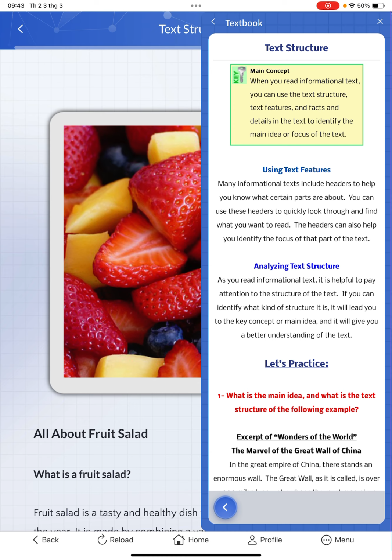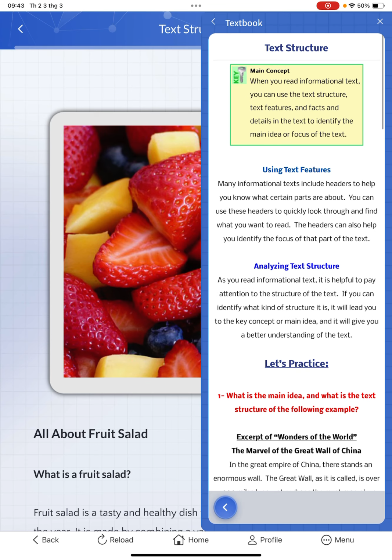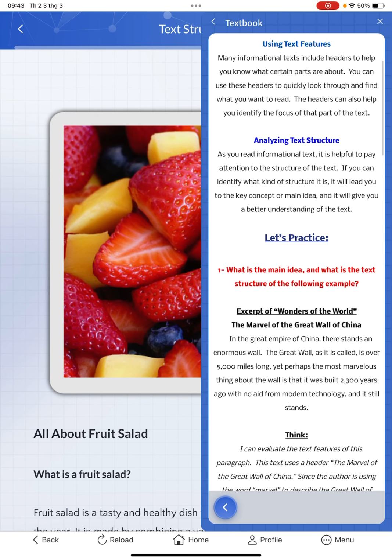And also, as you read informational text, it is quite helpful to pay attention to the structure of the text. If you can identify what kind of structure it is, then it will lead you to the key concept or the main idea, and it will give you a better understanding of the text. So let's practice. One of the ways is to ask yourself questions like, what is the main idea and what is the text structure of the following example?